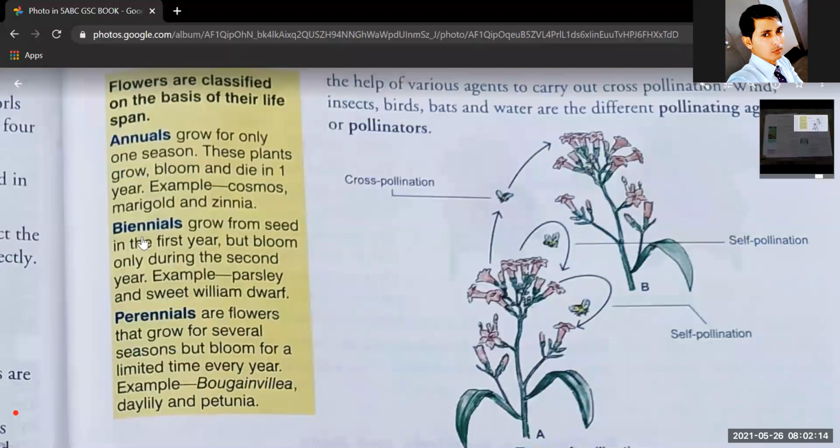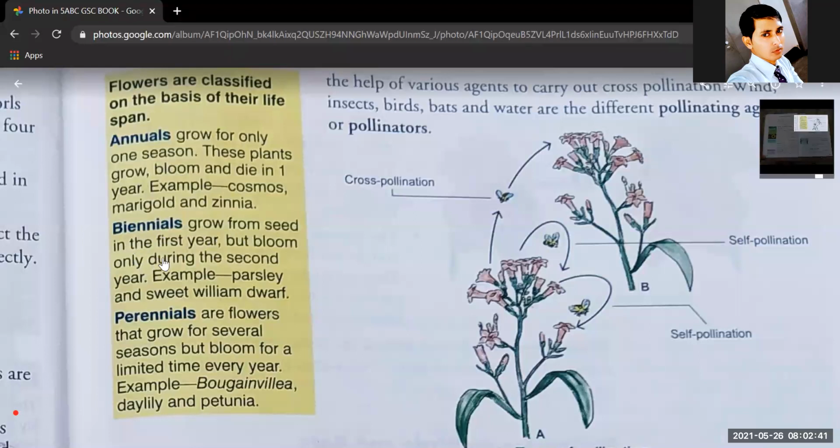Annuals, then biennials and perennials. Annual means what? Grow for only one season. These plants grow, bloom and die in 1 year. Example, cosmos, marigold and zinnia. So these kinds of flowers which live for a year only, or within a year they die, are called annuals.